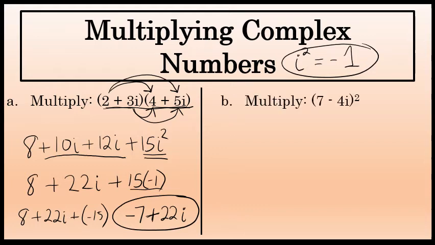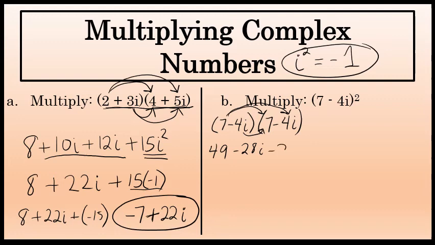Let's look at one more. 7 minus 4i squared. Now 7 minus 4i squared is the same thing as 7 minus 4i times 7 minus 4i. And if I write it like that, I can perform this multiplication using basically the same process that I used in the previous example. I'll begin by multiplying 7 and 7 to get 49. Then 7 times -4i is -28i.